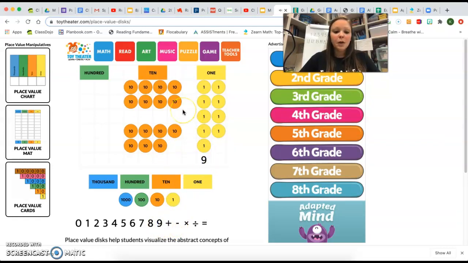Now we're going to move to our tens place. Let's count how many tens we have. 1, 2, 3, 4, 5, 6, 7, 8, 9, 10. Uh-oh, what happens when we have 10 tens? You're right, 10 tens make 100. So we are going to take away these 10 tens and trade them in for 100. So I'm going to make these 10 tens go away.